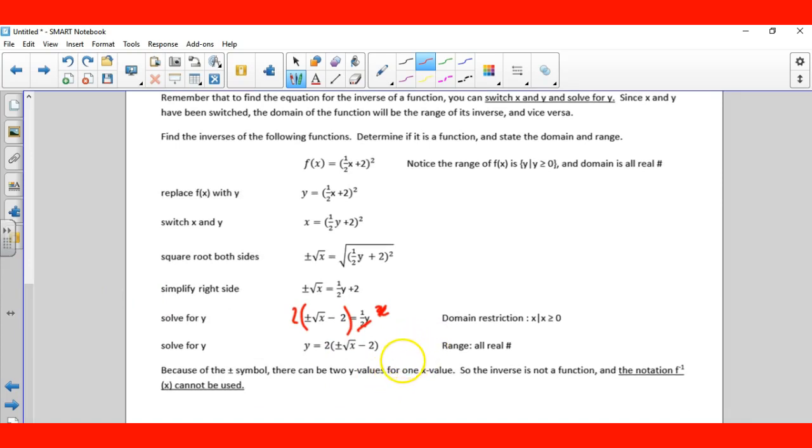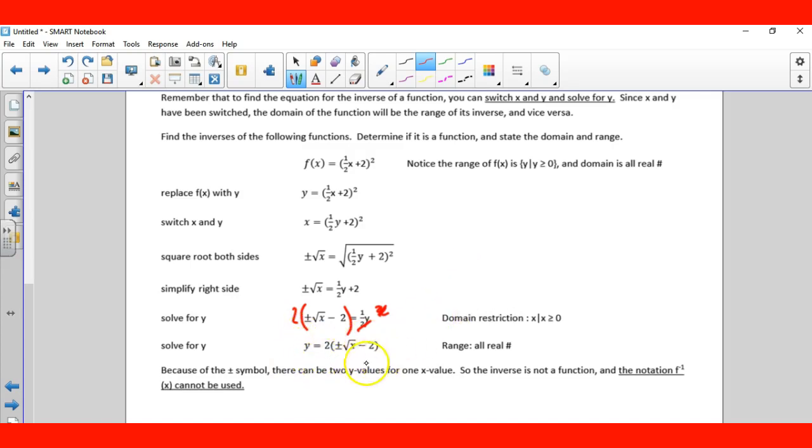And then you just find the domain and range right here. Because of the plus or minus symbol, there can be 2 y values for 1 x value. So the inverse is not a function, and the notation cannot be used. Again, what they're saying is this: if I plug in, well, this plus or minus tells me that there can be 2 y values.